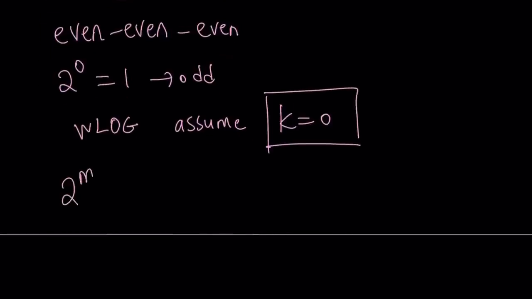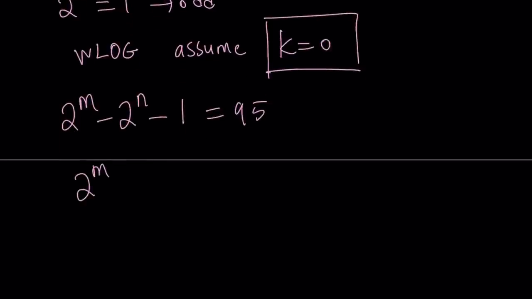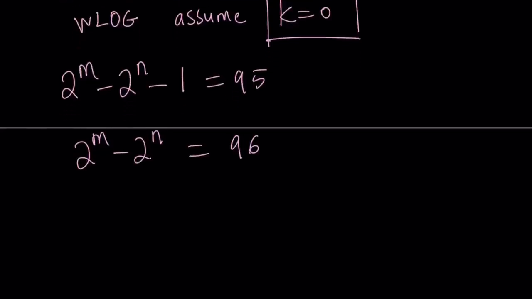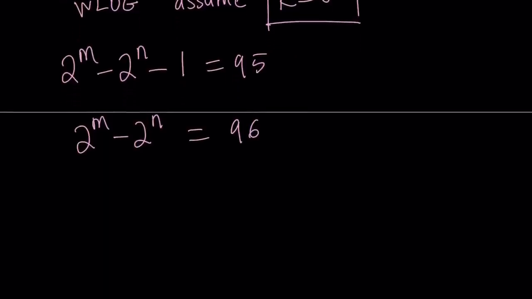Okay, great. So if k is equal to 0, we get 2 to the power m minus 2 to the power n minus 2 to the power 0, which is 1, equals 95. And from here you can safely see that 2 to the power m minus 2 to the power n is equal to 96. This is normal, because the difference is supposed to be even most of the time. Now, how do we solve this equation? We've done a similar problem before, I think a competition problem from Russia, but the difference was huge, I think 1,984 or something like that. Anyways, the idea is the same.